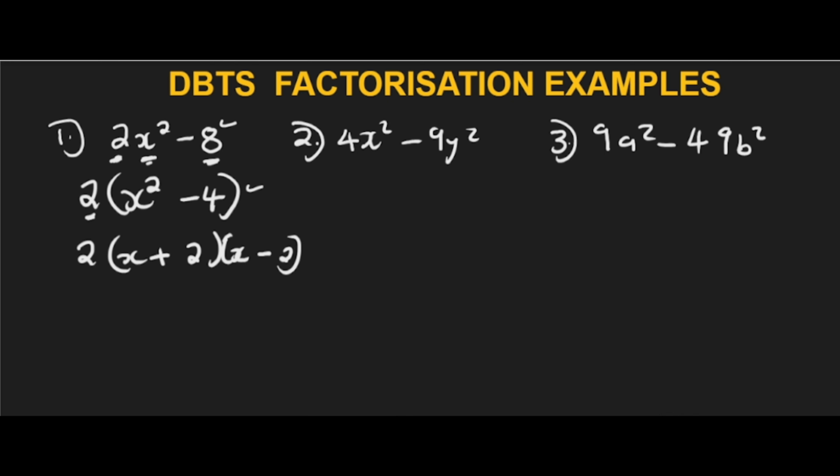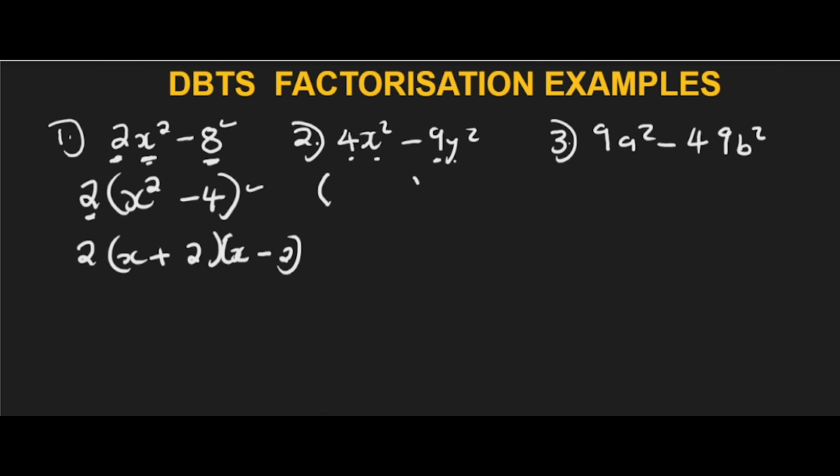Number 2 says 4x squared minus 9y squared. Let's check first. Square root of this is 2. Then this is definitely a square. Square root of 9 is 3. This is definitely a square. So this is the difference between two squares, definitely.